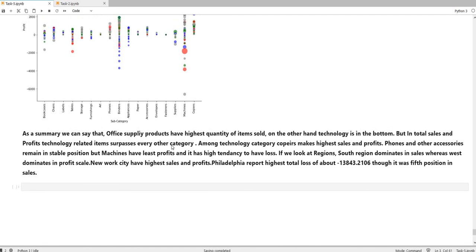As a summary, we can say the office supplies products have the highest quantity of items sold, and technology has the least. But if we look at the category or subcategory side, machines have the highest loss, whereas copiers have the highest profit.